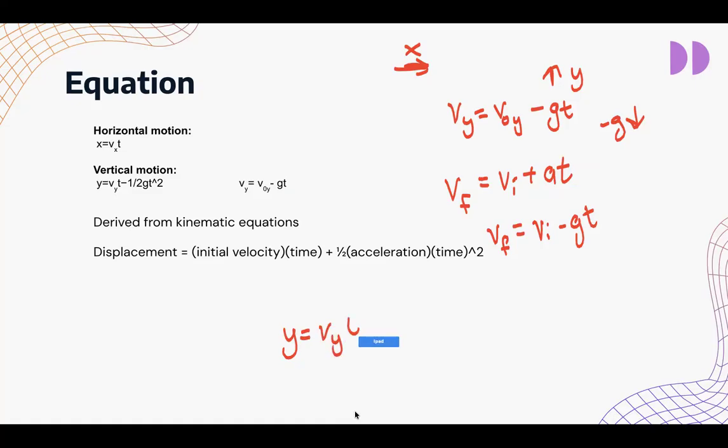V_y t minus 1/2 g t squared. Again, it's minus g. It's awfully similar to this equation, right?